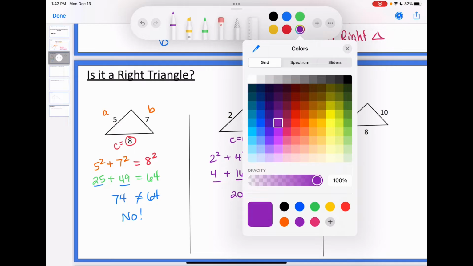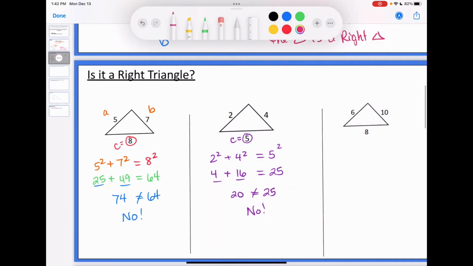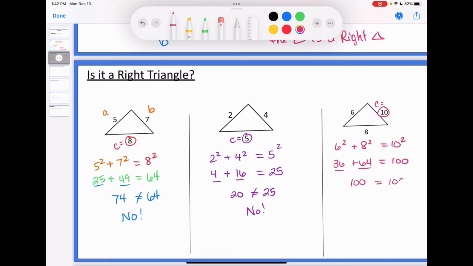All right, last one. Ooh, tricky. C would be 10 on this one. So I have 6 squared plus 8 squared equals 10 squared. 36 plus 64 equals 100. 100 equals 100. Yes, this one is a right triangle, right?